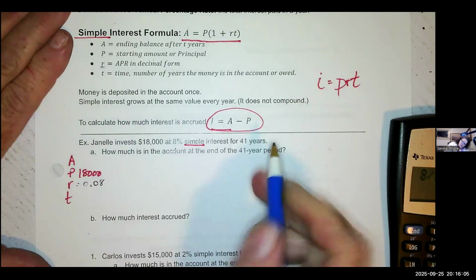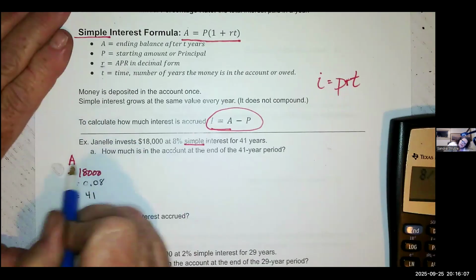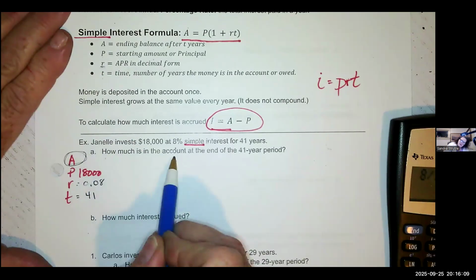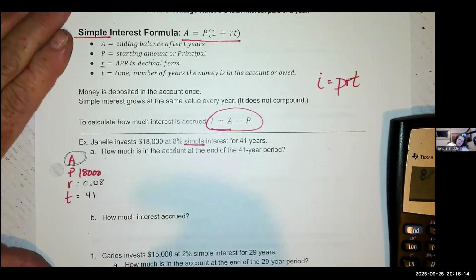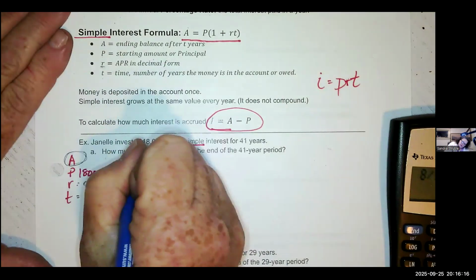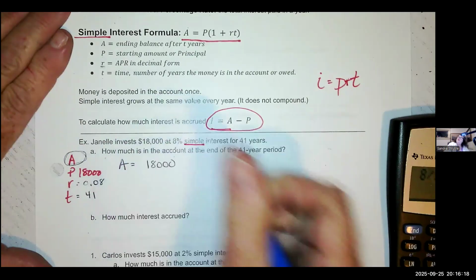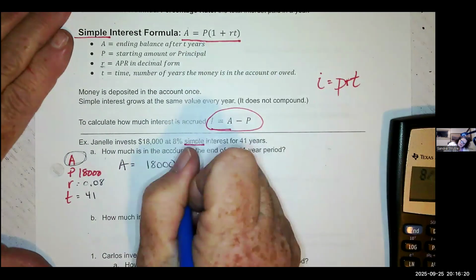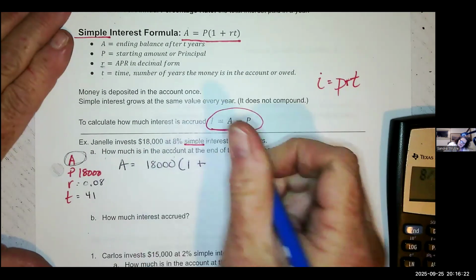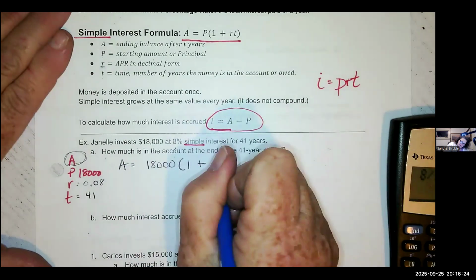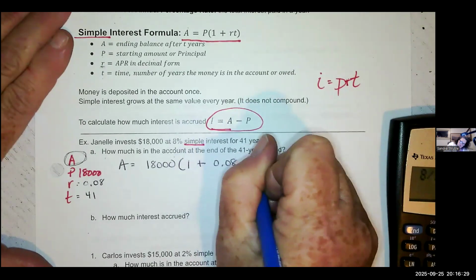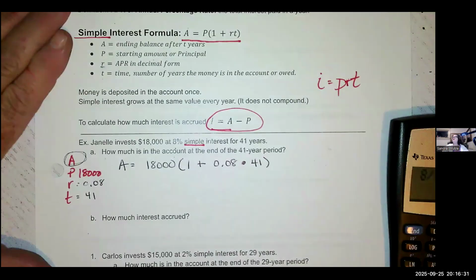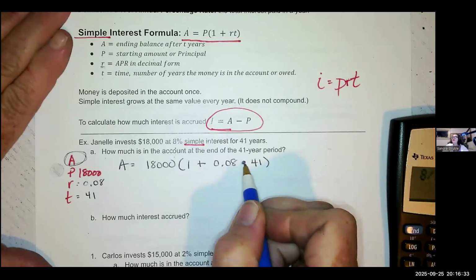And then time is 41 years. So we're looking for the ending balance. How much is in the account at the end of the 41-year period? So this is going to be A is equal to 18,000, following the formula here, (1 plus the rate, 0.08) times 41. Use whatever symbol you want, but this is multiplication.